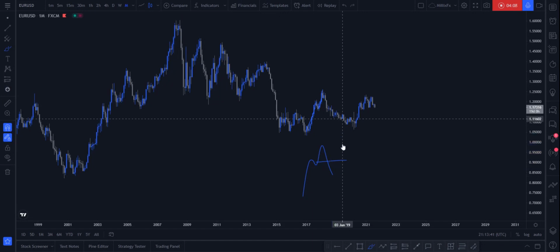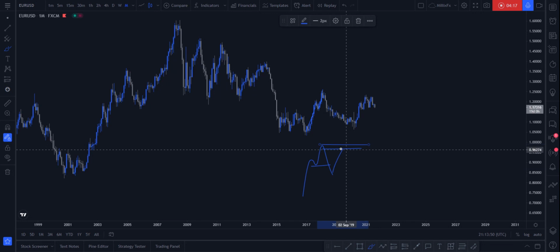But in this case, the market did not actually make any demand area. It came and broke the previous low and now came back into tapping into this particular area right here, and now we are trying to head back to the downside.